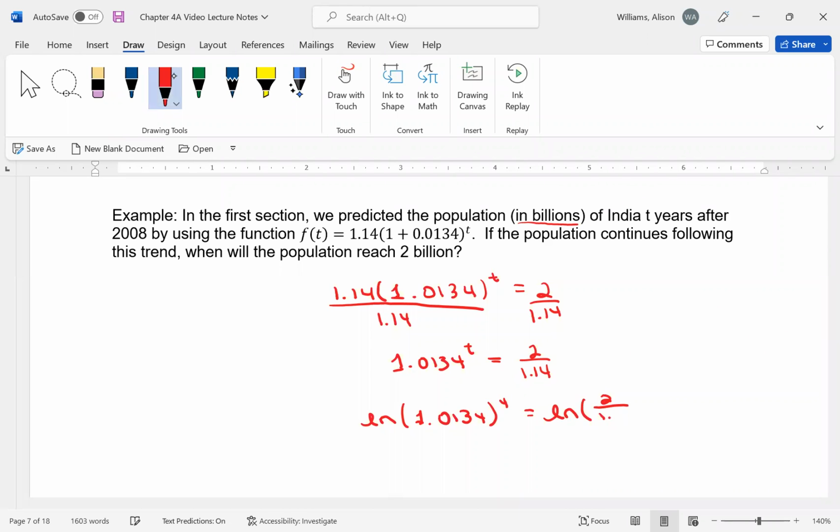In fact, as an FYI, a lot of math people like to use the natural log as opposed to the common log when you're given a choice, just because it's literally less letters to write and they're that lazy. Oops, that's not a 4. That's supposed to be a T. Okay, so now let's bring the T to the front.